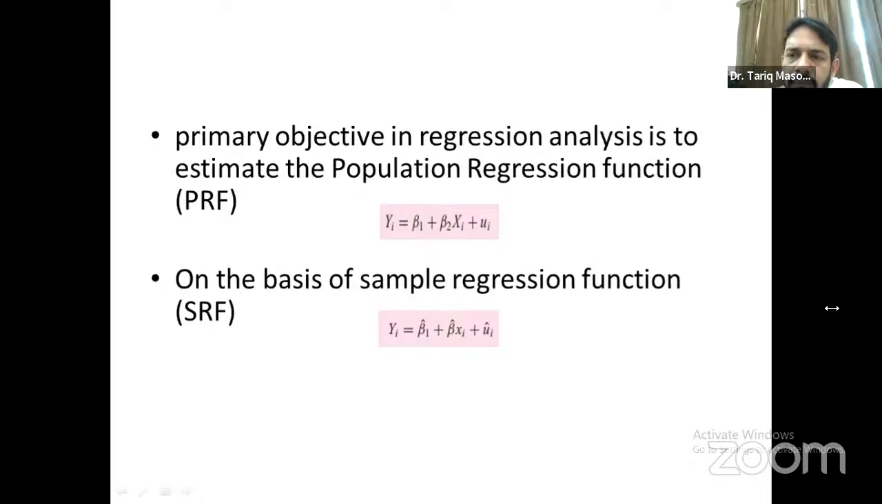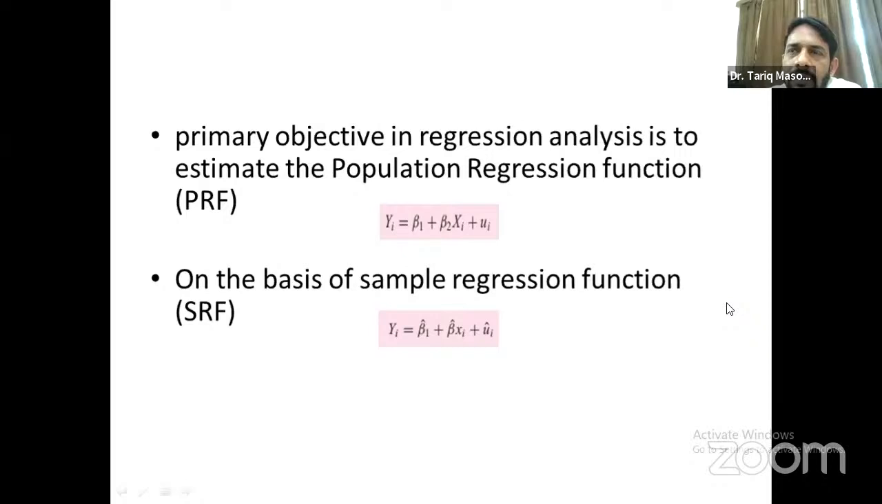Okay, so the issue is that when we are concerned with the human population, in a statistical sense, the population means all the people: all the past people, all the current people, and all the future people. So when we include everyone, then we can say it is a population. So in a statistical sense, we can never cover the whole population.